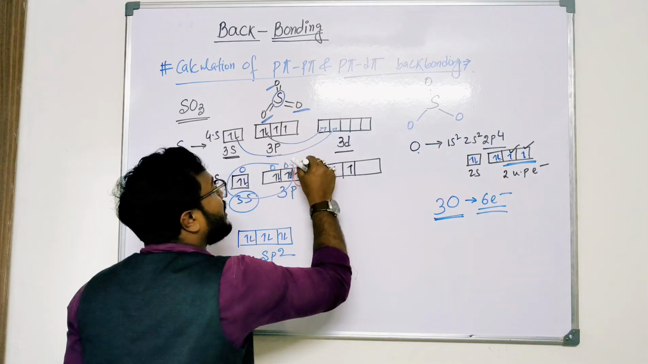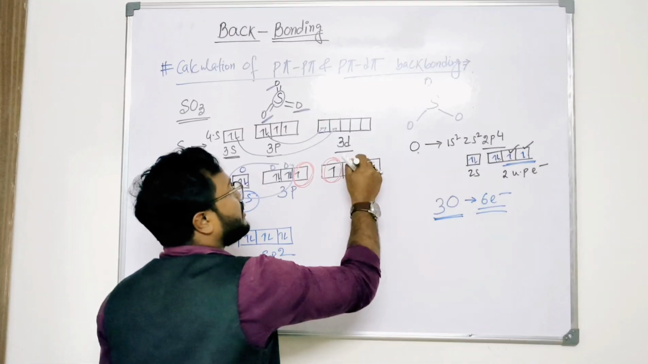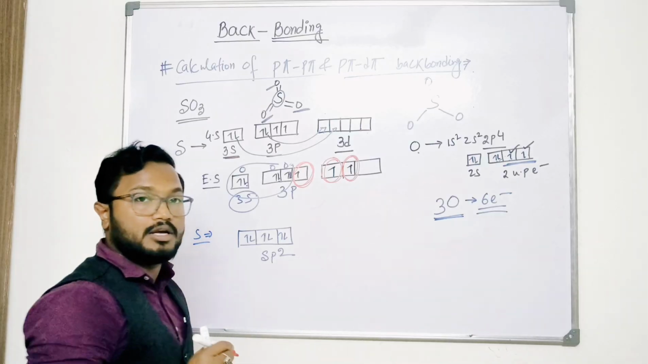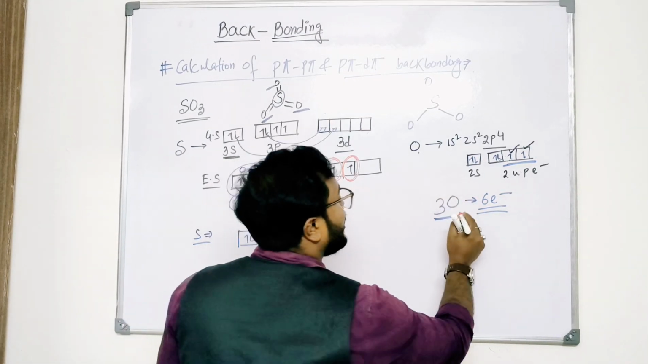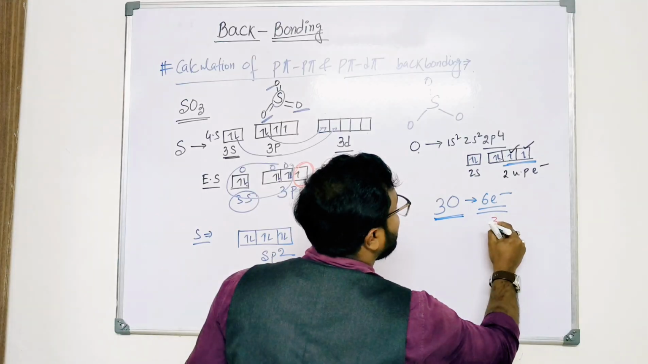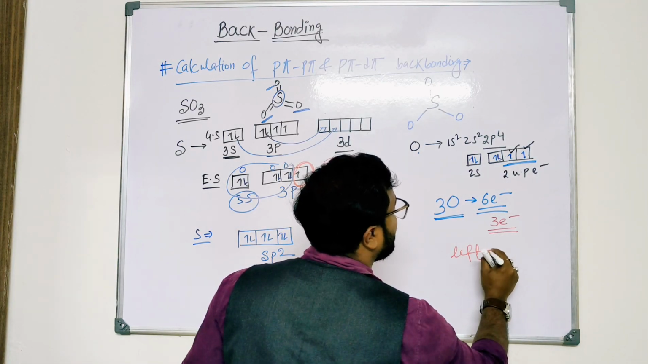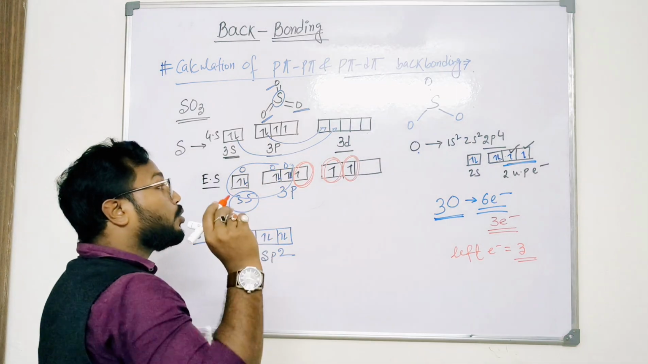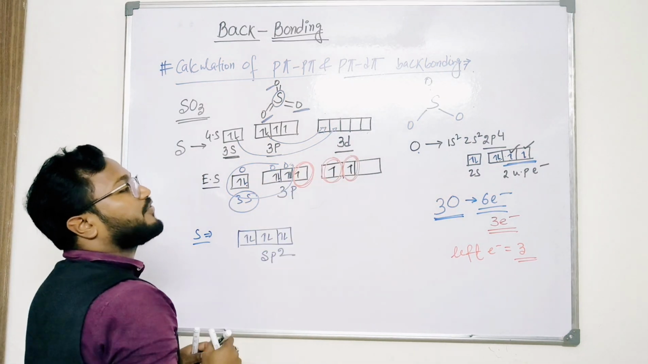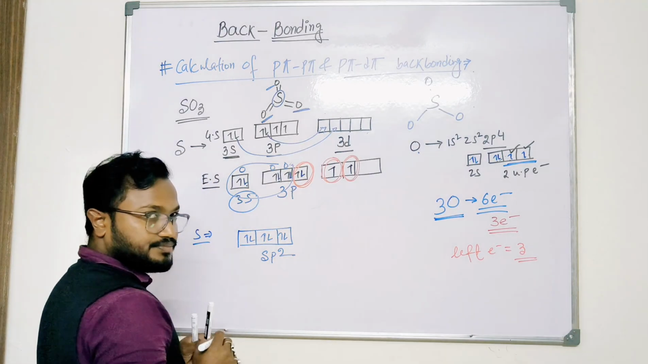This is remaining unpaired. This is unpaired. This is also unpaired. Total 3 unpaired electrons are left. And here from 6 electrons, 3 electrons are used, so left electrons are 3. So 1 electron will come from oxygen and make 1 bond here.